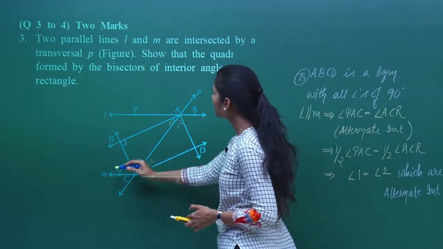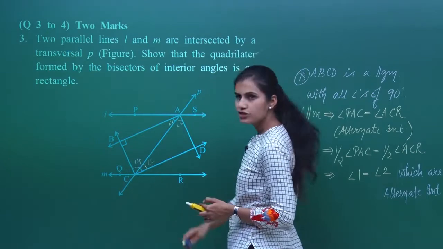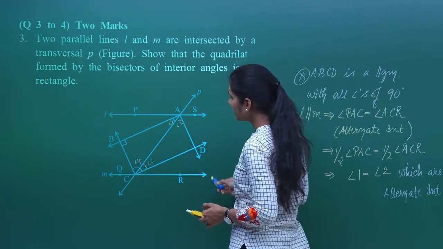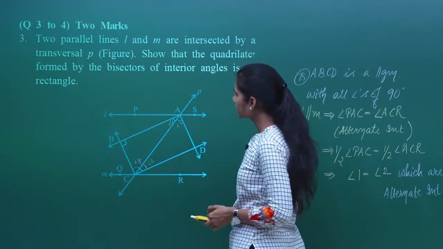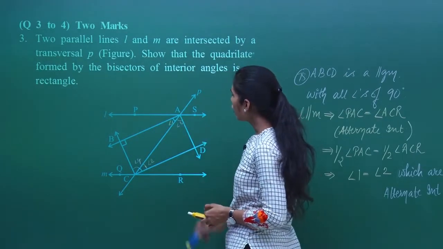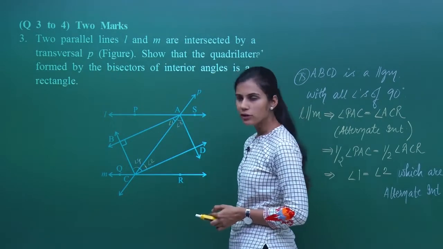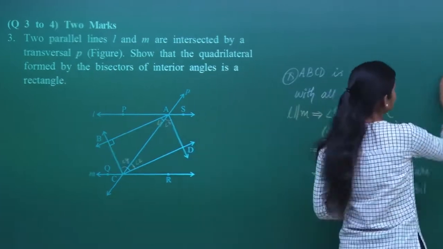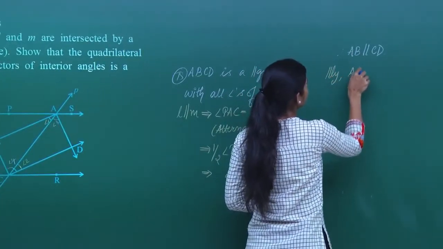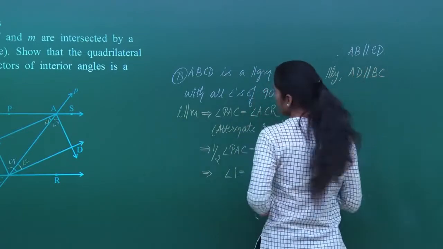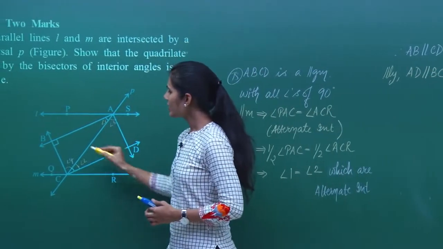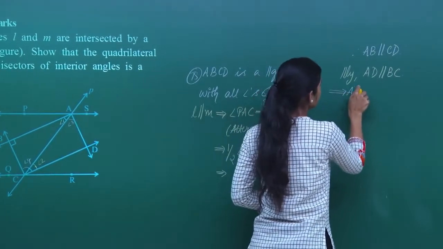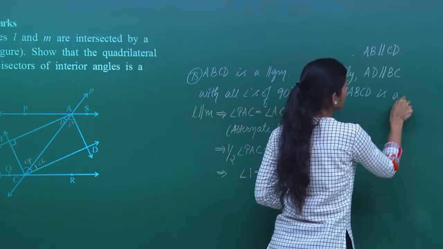Angle 3 is equal to angle 4 implies what is true? It implies that CB and DA are the lines being intersected by the transversal P, making a pair of alternate interior angles, angle 3 and angle 4, equal, and therefore AD is parallel to BC. So exactly on similar lines, similarly AD is parallel to BC. The moment I have opposite sides parallel, I have the figure is a parallelogram. This implies ABCD is a parallelogram.